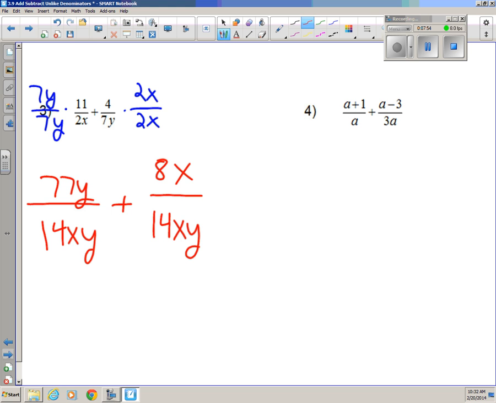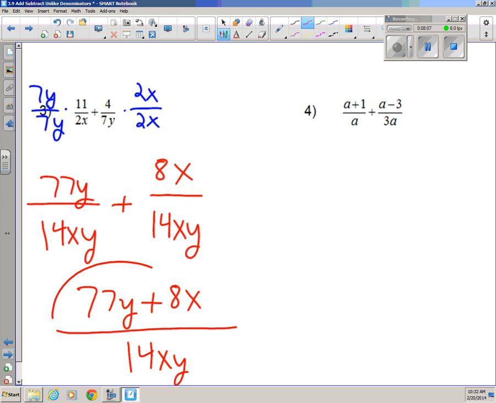That's the whole point. I do not have like terms in my numerator, so the final answer as one fraction is 77y plus 8x all over 14xy. That's your final answer. Can't simplify the top at all, and you can't do anything with the top and the bottom because you've got a binomial and a monomial.